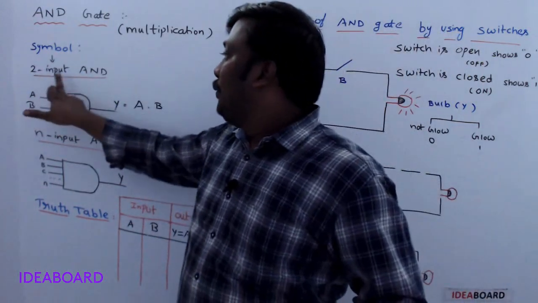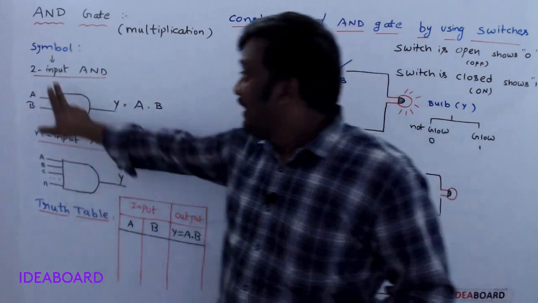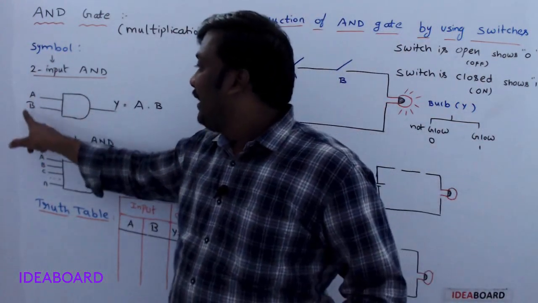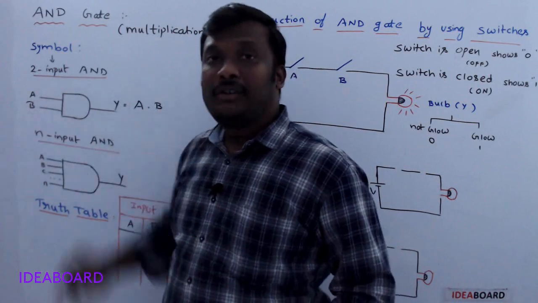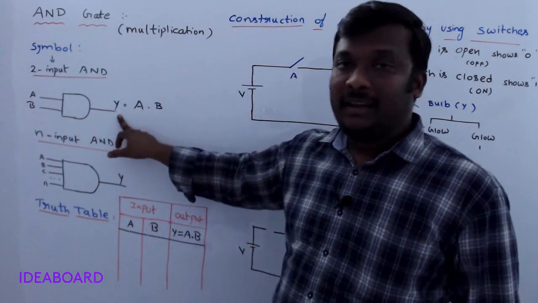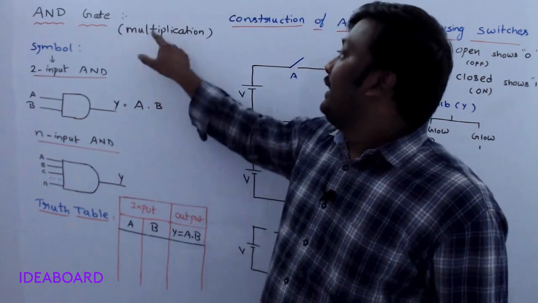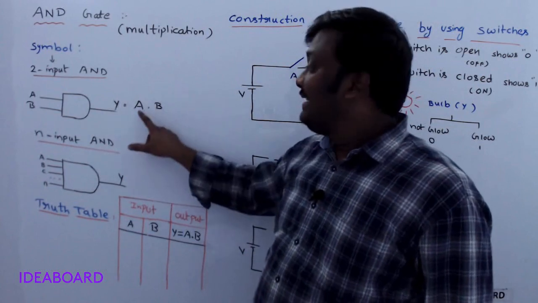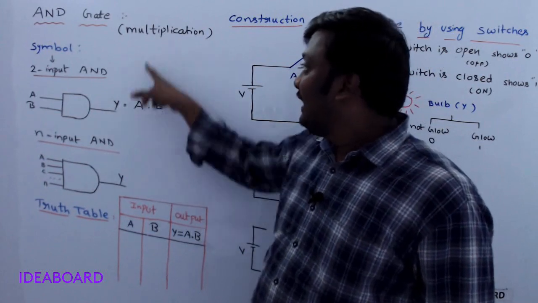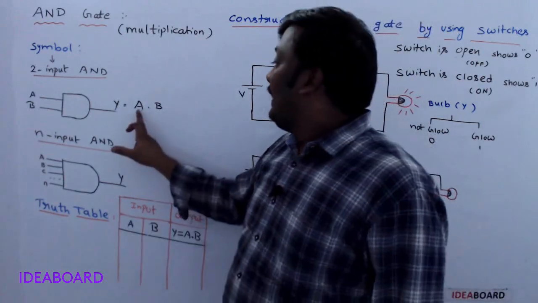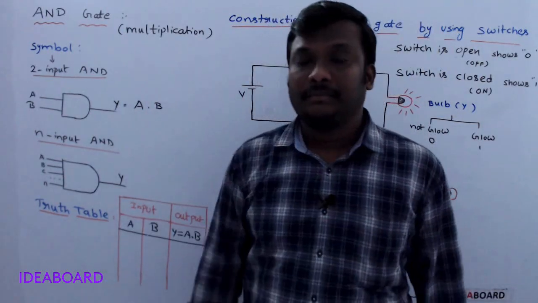First of all, the two input AND gate. So here the inputs are how many? Two. A and B are the inputs and the output is written as Y, always Y. So Y is equal to A dot B. The output is always A dot B. Dot indicates multiplication, but you may also read it as A and B.